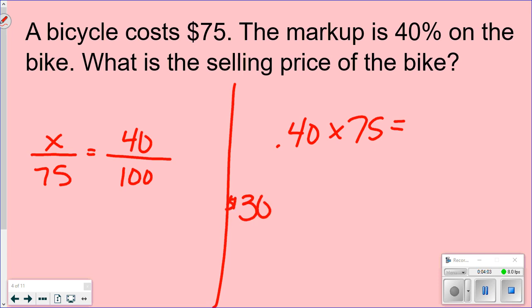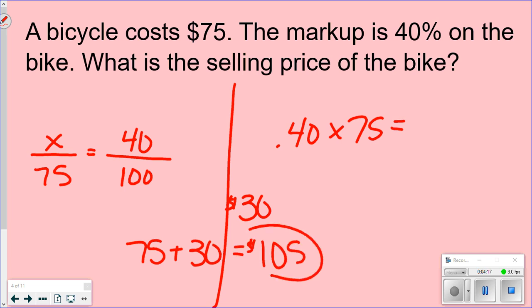So they're going to mark this bike up another $30 to sell to the consumer. So they're going to charge you that $75 they initially paid, plus that $30 because that's what they're going to make in profit. And they're going to sell the bike for $105.